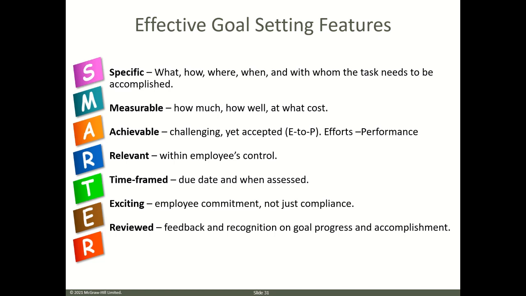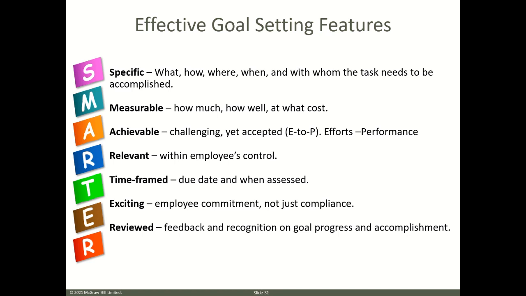Second, measurable. If you are going to start this, how much and how well, at what cost? It can be quantified. Achievable, challenging. No doubt it should be challenging, but it should be achievable. You should not say that you want to reduce your body weight by 10 kilograms in 1 month. Not achievable, very difficult, not possible to achieve that goal. So the goal should be achievable. No doubt it can be challenging yet accepted.